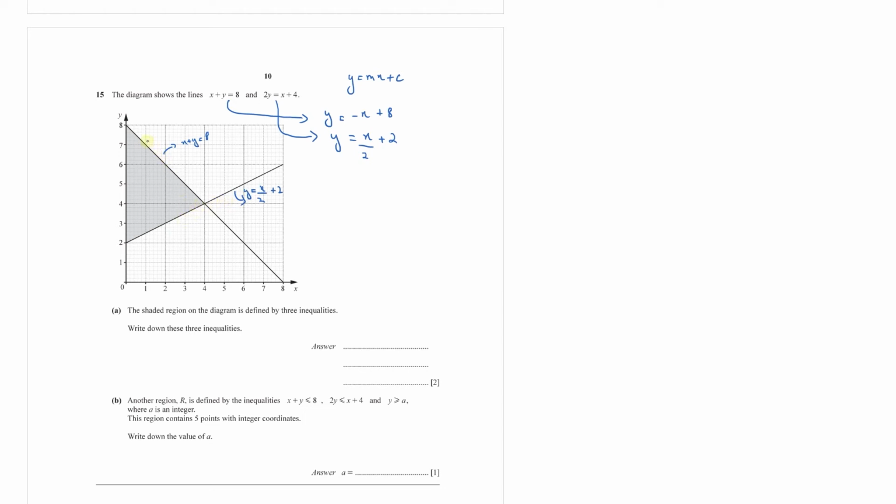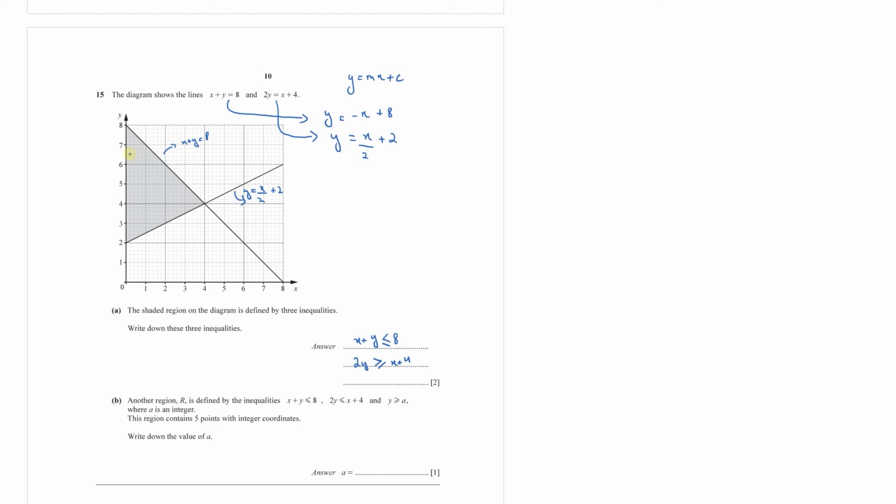So the shaded region is below this line. So the first inequality could be written as x plus y is less than or equal to 8. The shaded region is above this line. So that means we can write this as 2y is greater than or equal to x plus 4. I'm basically writing the original equations, not the ones that I modified to represent in this form. You can write this as well, but I'm just writing the ones that are given in the question.